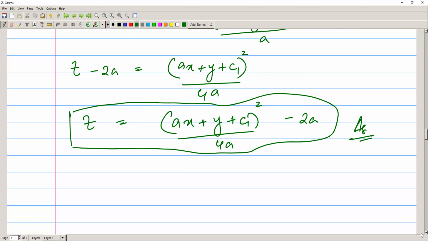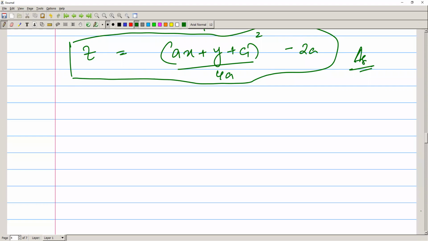So these were the cases of type 2. Now we'll talk about type 3. So for type 3, first of all, we will write the general form, the general idea of type 3. So type 3 is also easy. In fact, this is easier than the previous one.